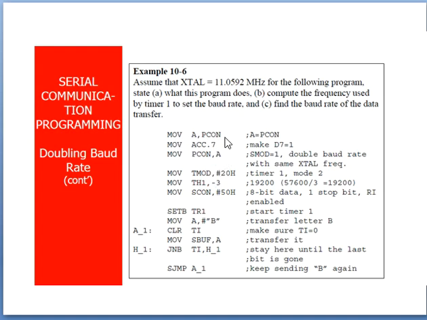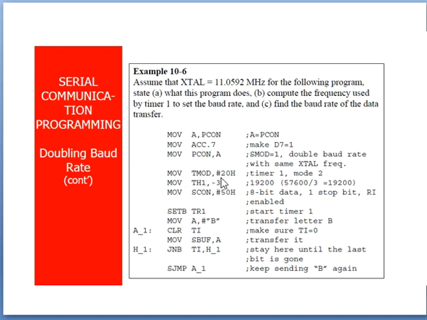Move A comma PCON, so PCON's content will be taken to the accumulator. The accumulator's 7th bit is made high. Then move PCON comma A, so the accumulator content is taken into the PCON register again. That is, we have increased the S mode to 1.